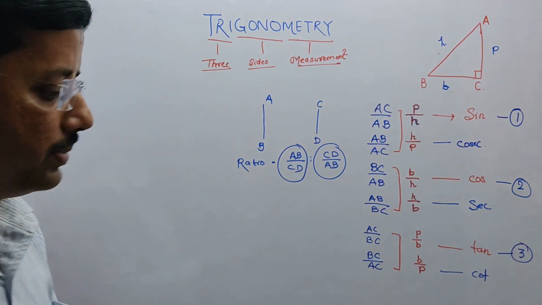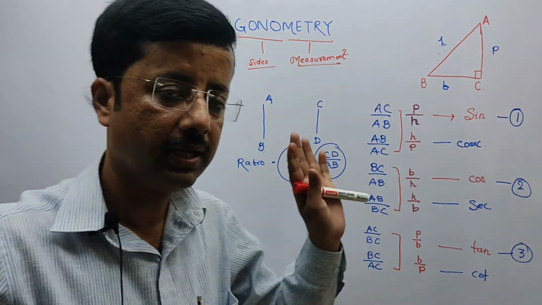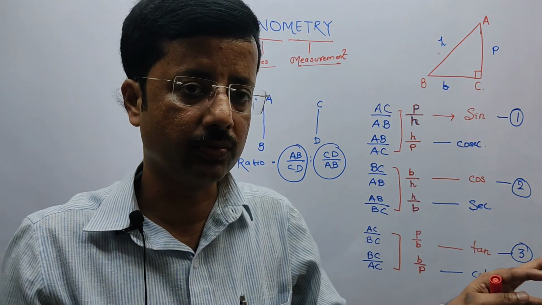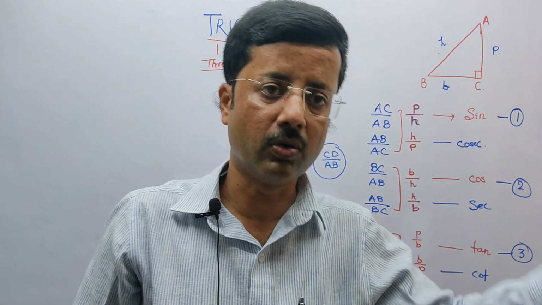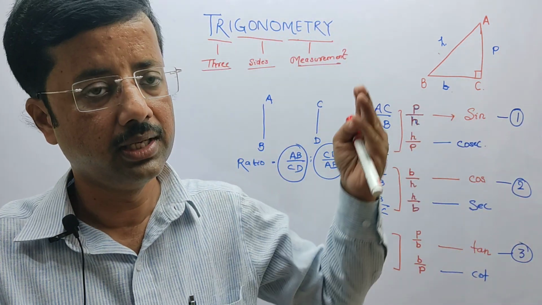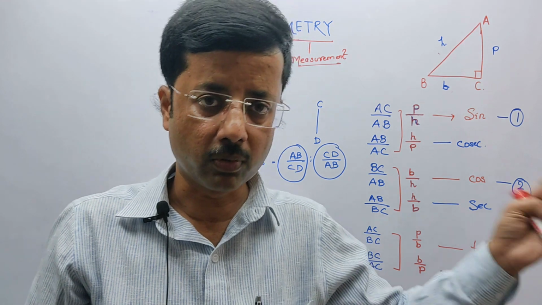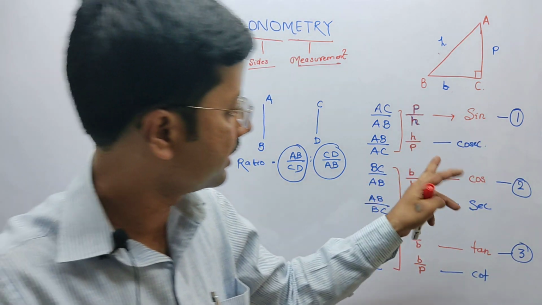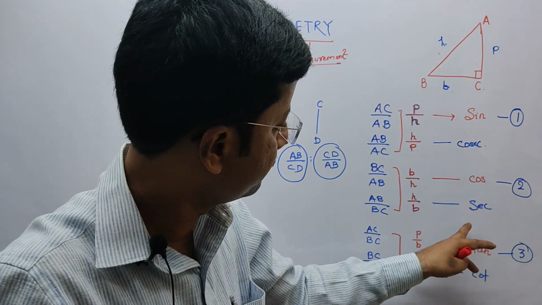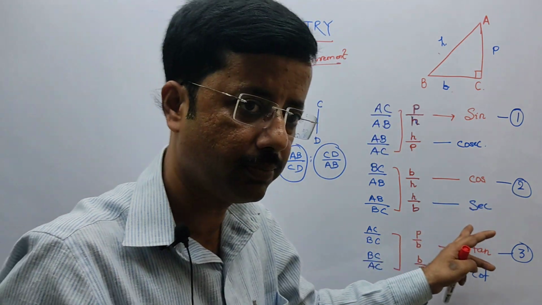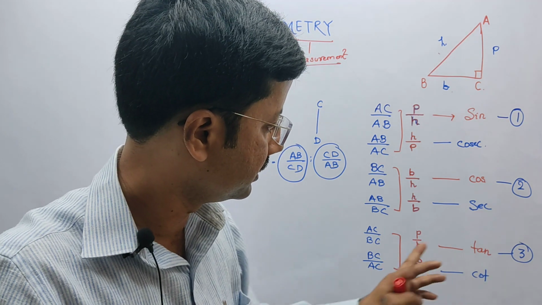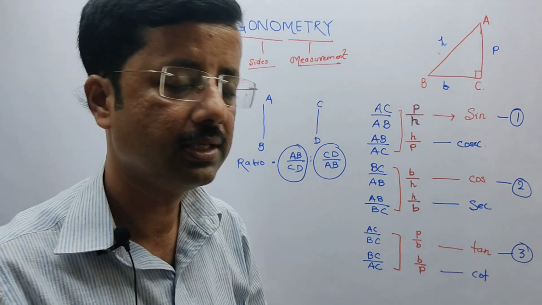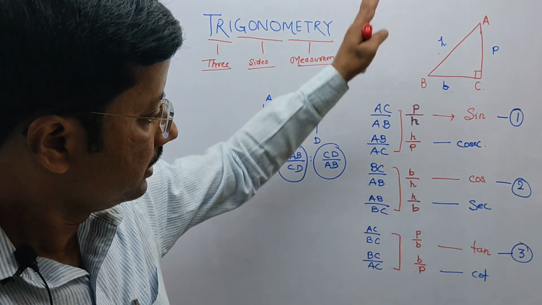These are the three basic trigonometric ratios or T ratios, and the other three ratios are based on these basic ratios. If I take the reciprocal of sine, then it becomes cosec. If I take the reciprocal of cos, then it becomes sec. If I take the reciprocal or inverse of tan, then it becomes cot.